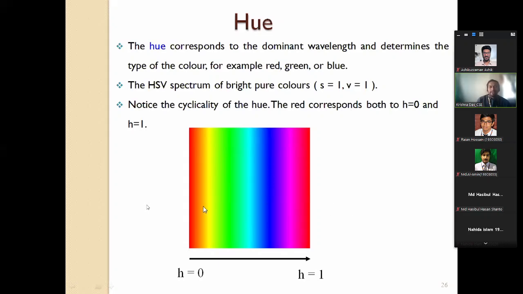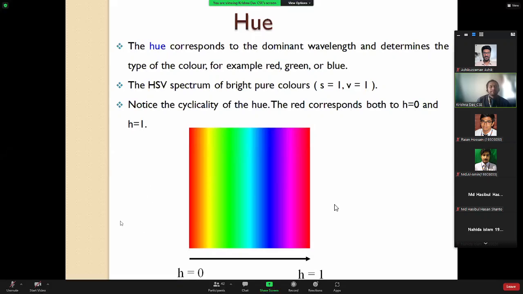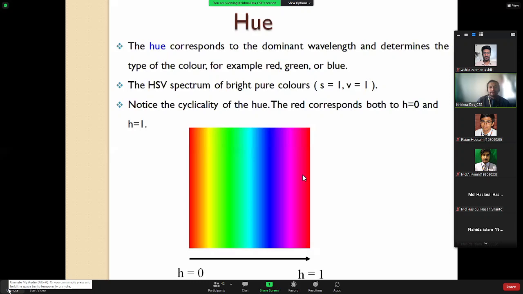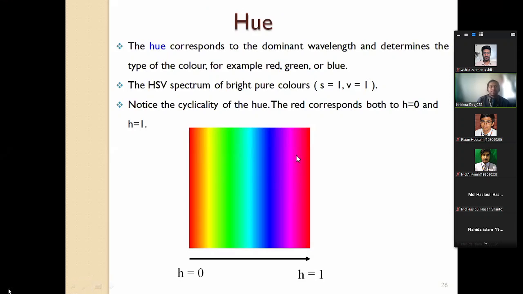Now, can you see any significance here with the diagram that you can see? Anything which is significant? Ashik? Sir, does red come twice? Red comes twice. You can see the other colors are not repeated, but red comes twice. Yes, that is the significant part.